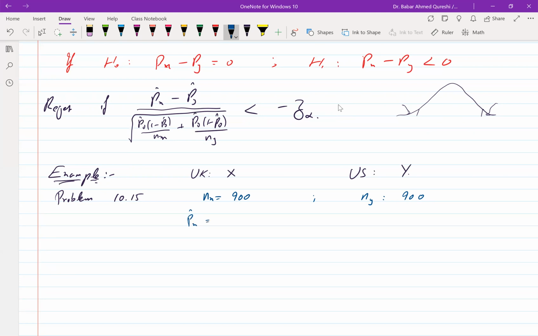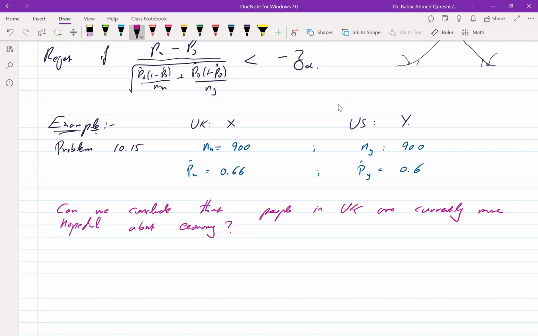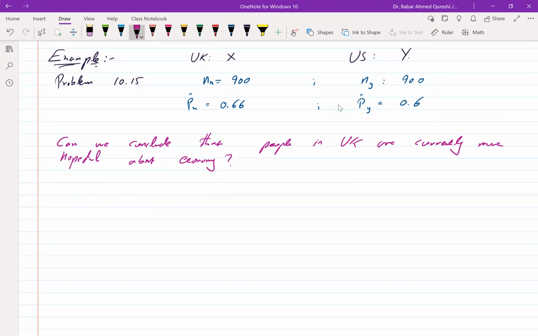So in the UK, they found that in this sample, 66% were hopeful, while in the US, 60% were hopeful. Now the question is, given this data, can we conclude that people in UK are currently more hopeful about economy. Because this is just a point estimate, a spot estimate. There's evidence which we see here, looks like that the people in UK are more hopeful, but we have to put in some numbers to quantify this evidence which we are seeing in our sample.